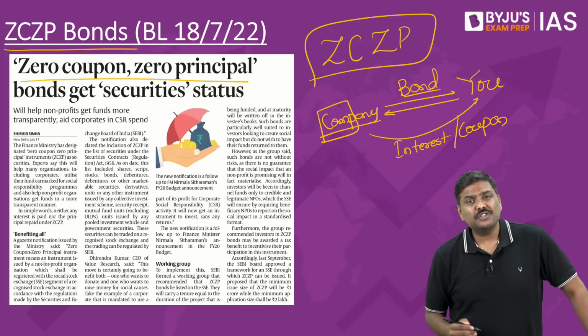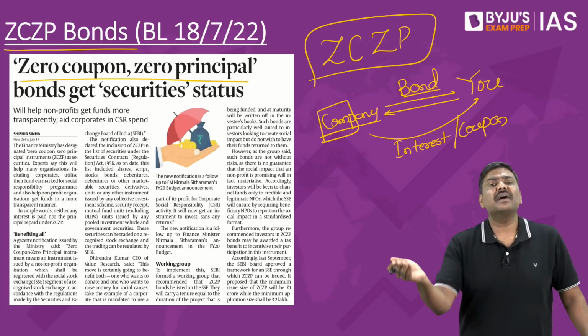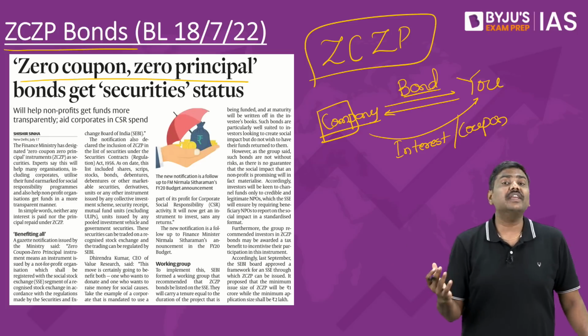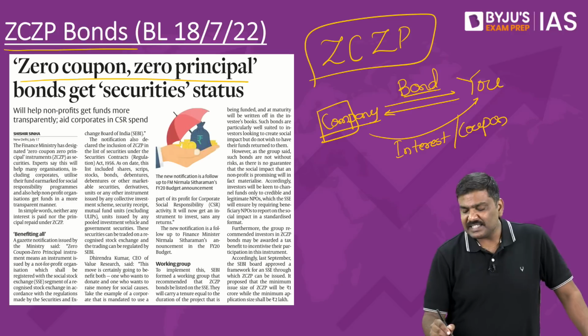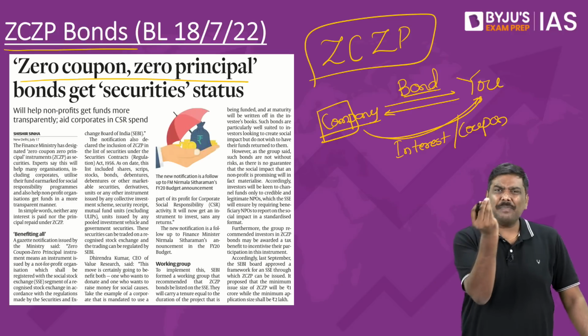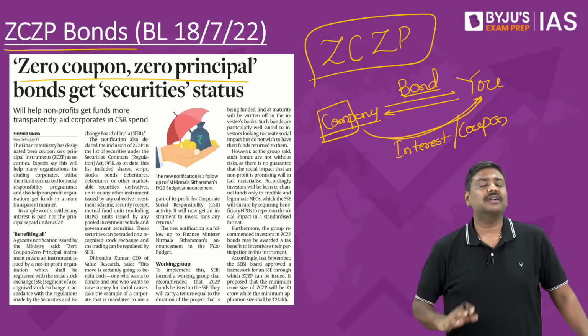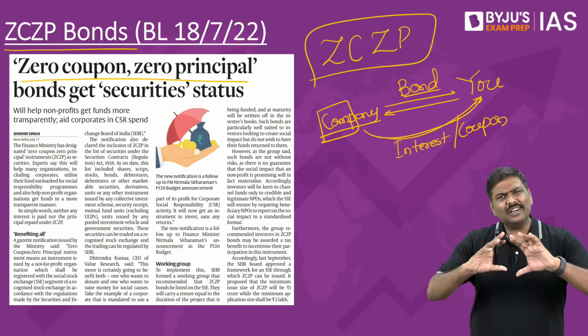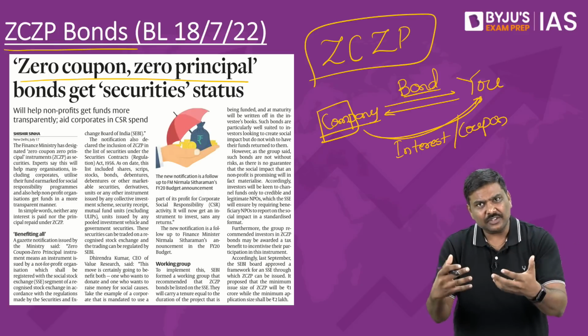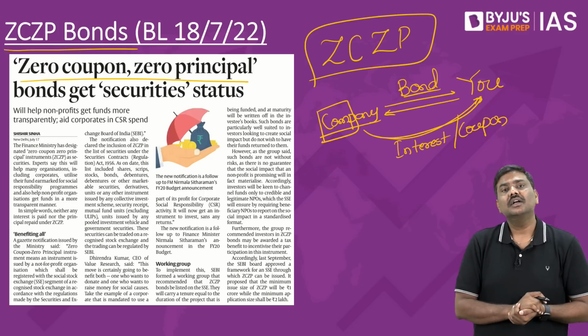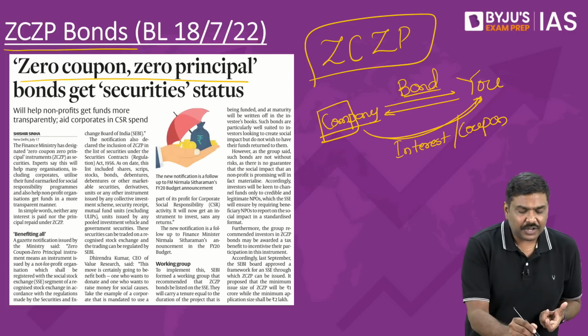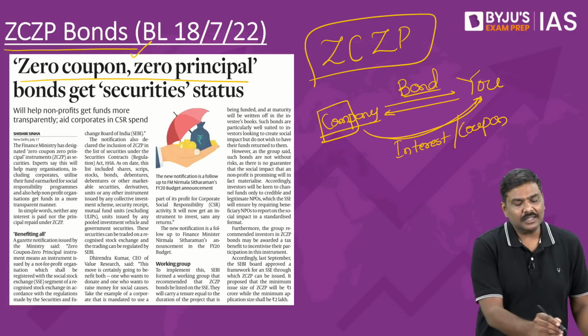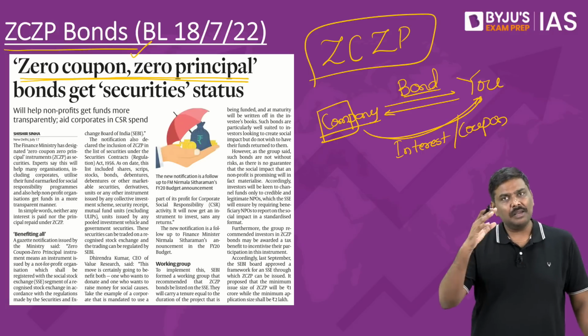Upon the maturity period, assuming the bond has a maturity of, let's say, 3 years or 4 years, the principal amount, that is whatever money you had paid initially, will also be paid back to you. This is how generally the concept of bonds or debt instruments works in the market. But now there is a new type of debt instrument, the zero coupon, zero principal bond.